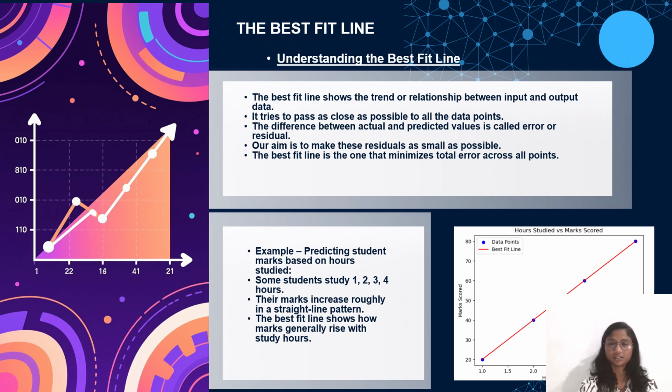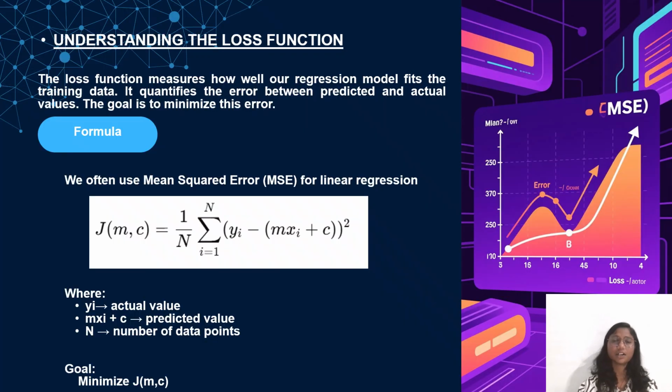Some students study 1, 2, 3, 4 hours. Their marks increase roughly in a straight line pattern. Here we see the marks increase in a straight line. This is the best fit line, which shows how marks generally rise with the study hours. So in this graph, there is a straight line, that is the best fit line, that covers all the points.